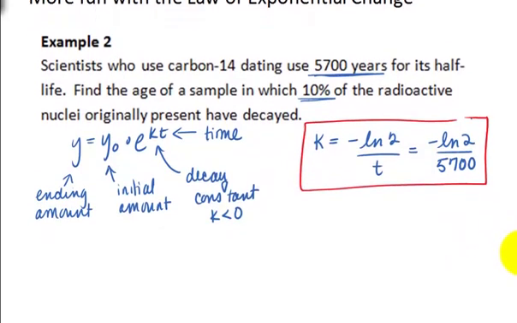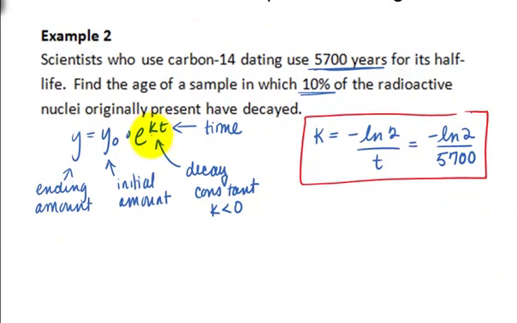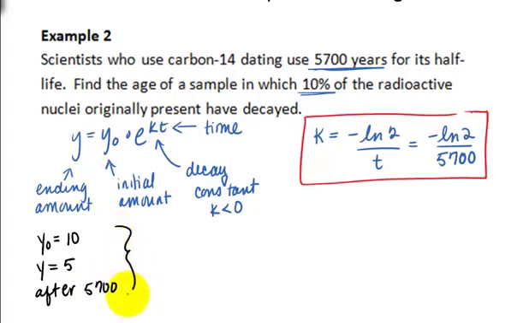So in order to do this problem, we need to figure out what k is. Let's pretend we don't know this. So let's think about what happens in terms of half-life. If we have an initial amount, say 10, and we'll call that our y naught, our initial amount, our ending amount is going to be 5 after 5,700 years. Okay, we can use this information to find k.